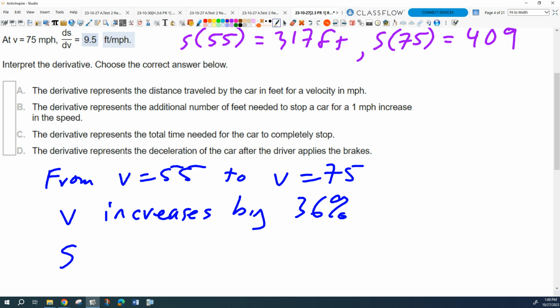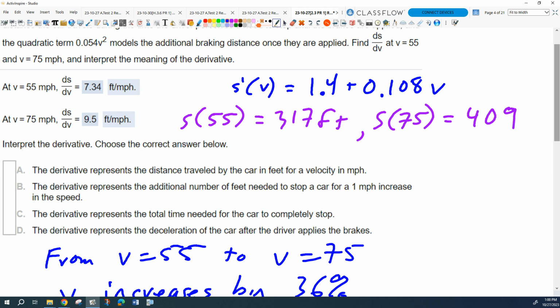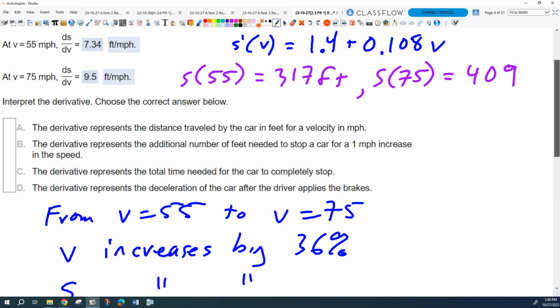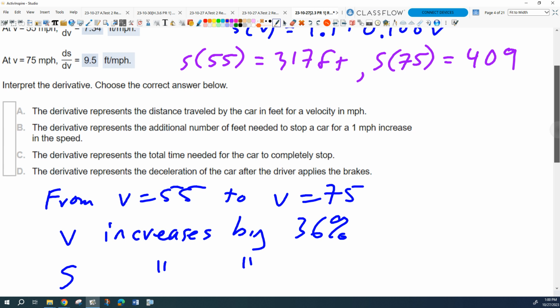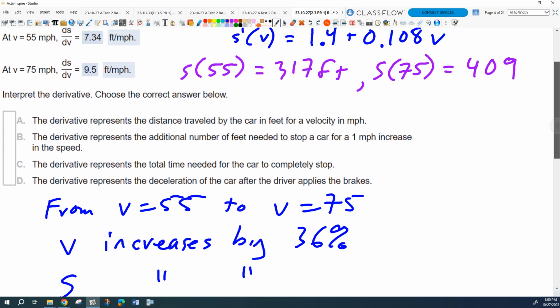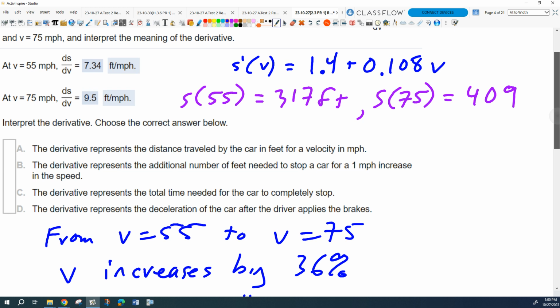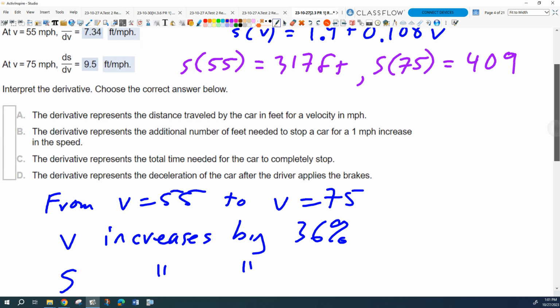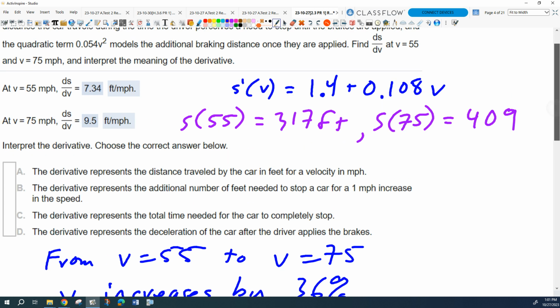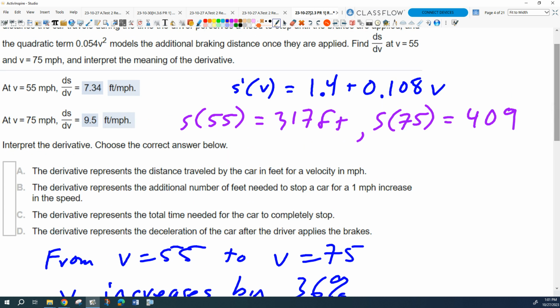What happened to our stopping distance? Stopping distance increases by, so what's 409 divided by 317? 1.290. Something's wrong here. Are we supposed to divide 55 by 75? You're supposed to divide 75 by 55. That's 1.3, I guess that's right. So what's 409 divided by 317? 1.2. What? Is that right?